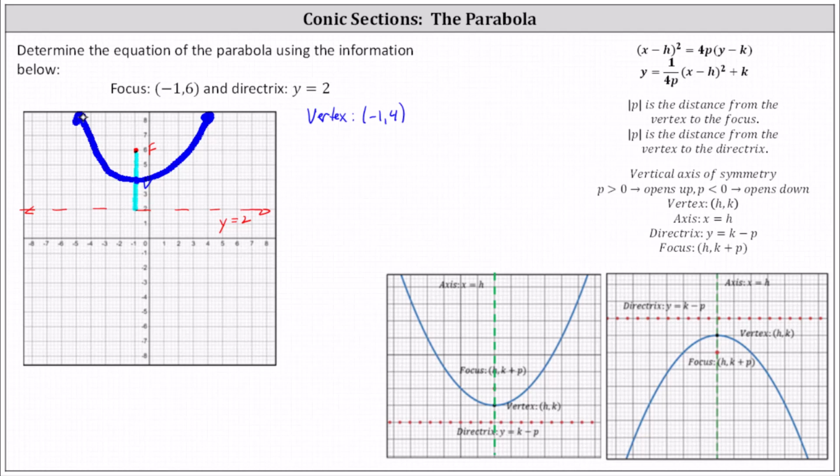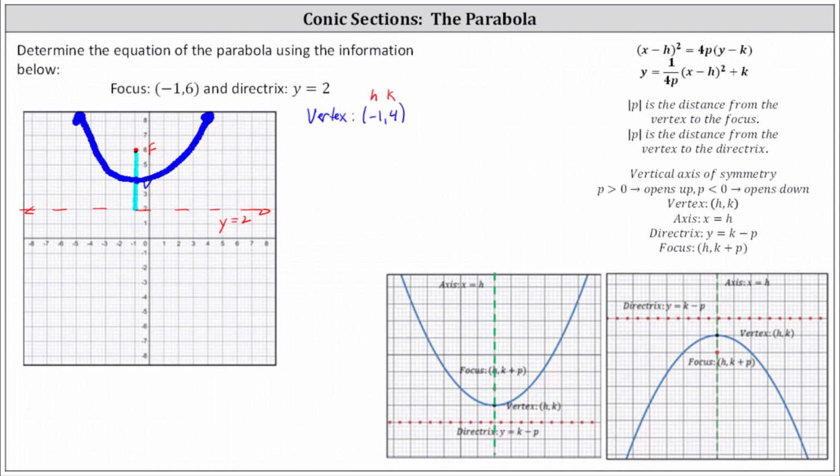Whenever a parabola opens up or down, the equation will be in the form of the square of (x minus h) equals 4p times the quantity (y minus k), where (h, k) is the vertex. The absolute value of p equals the distance from the vertex to the focus, and if the parabola opens up, p is positive. If the parabola opens down, p is negative. Because the vertex is (-1, 4), h equals -1, k equals 4.